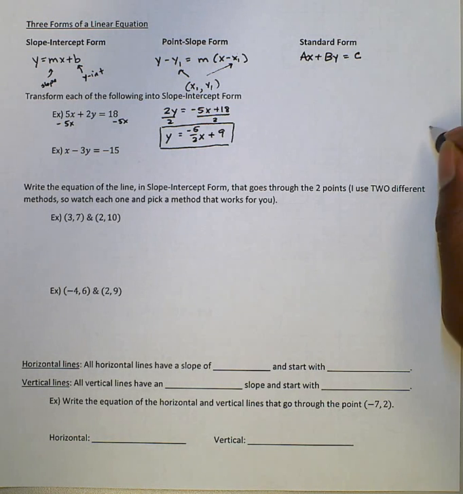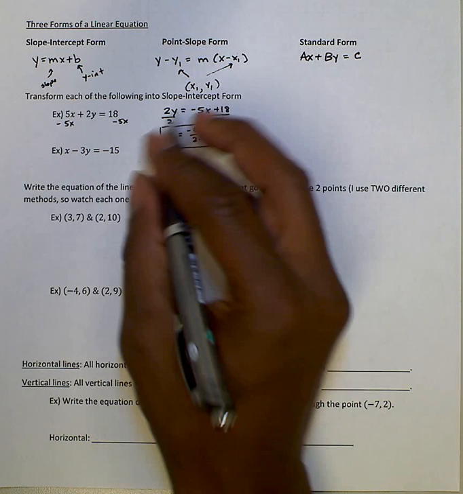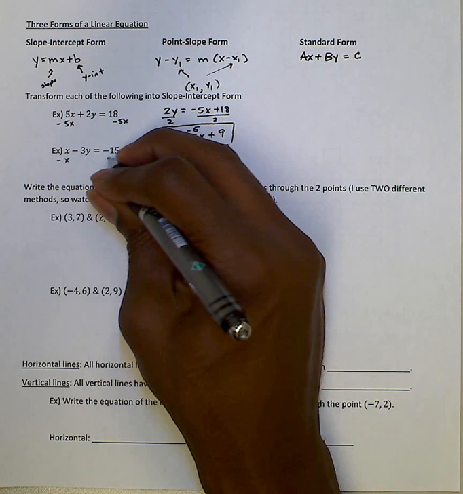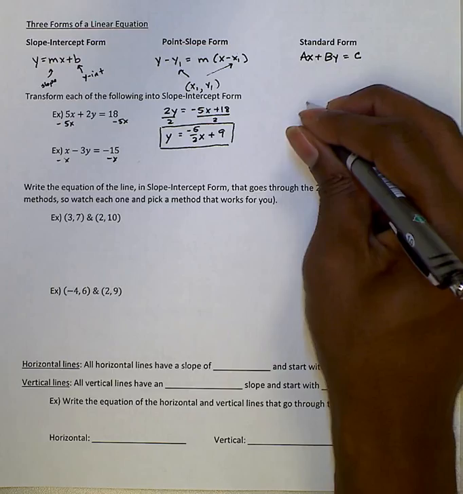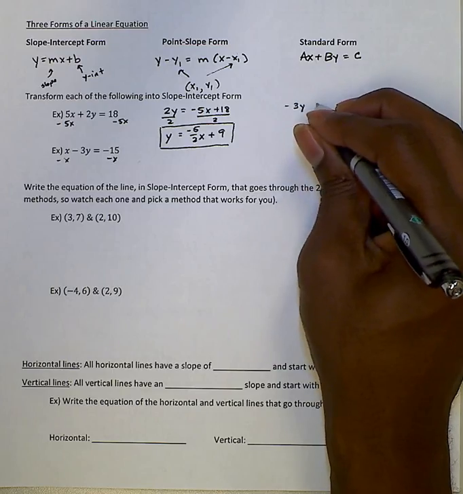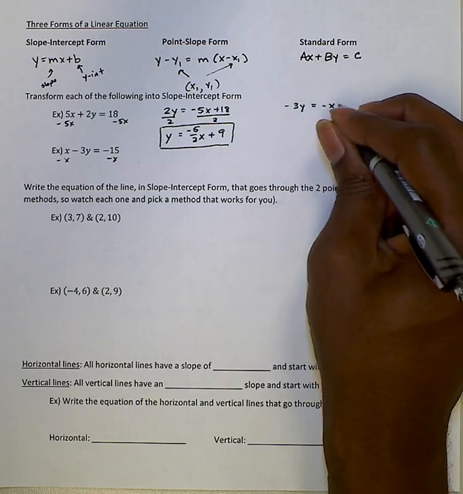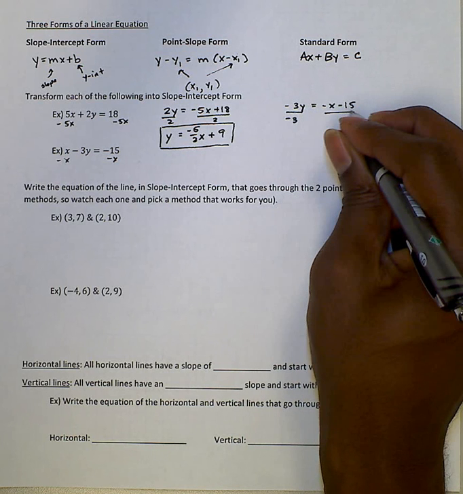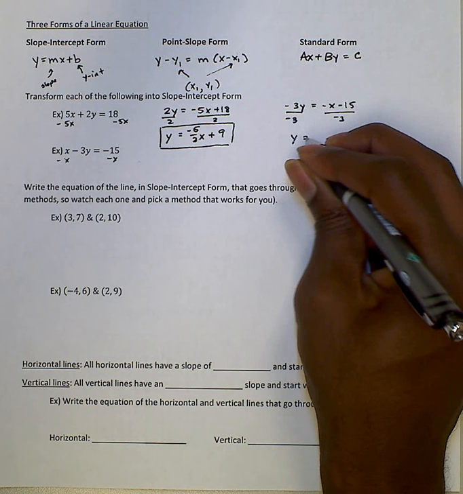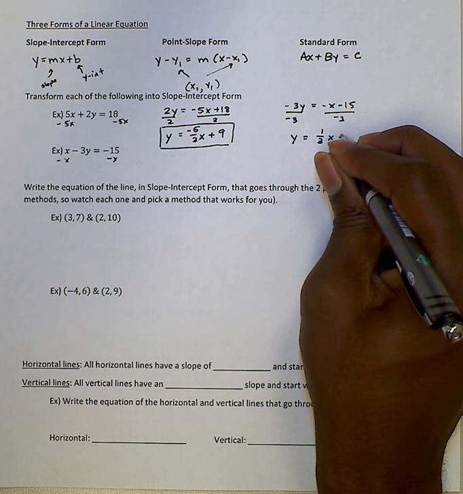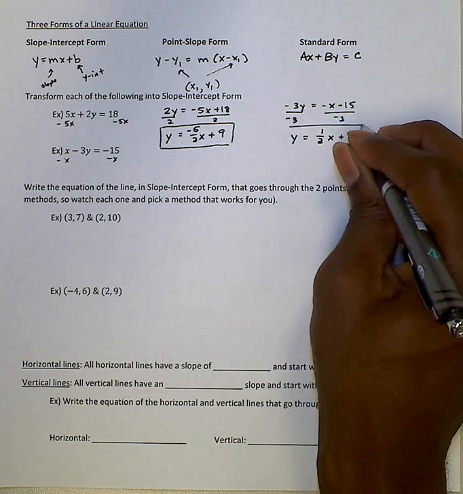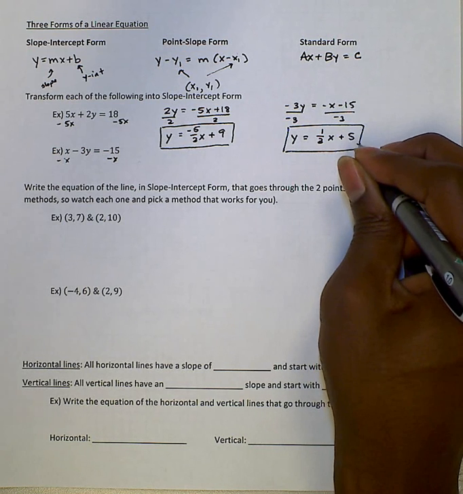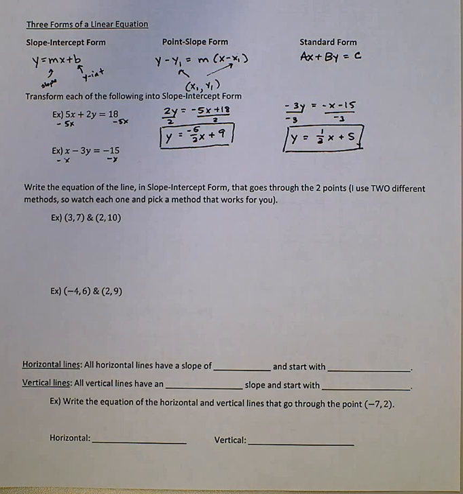Again, we're just solving for y, so I'm going to subtract x from both sides. Negative 3y equals negative x minus 15. Then I'll divide by negative 3. y will equal 1/3 x plus 5. And that's putting it into slope-intercept form.